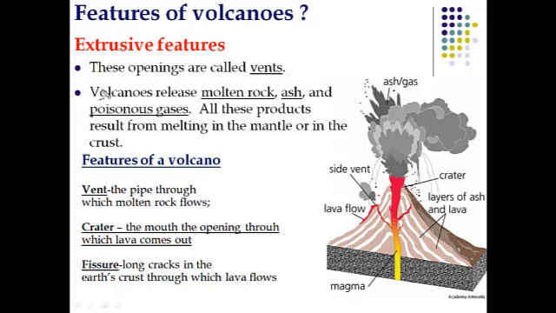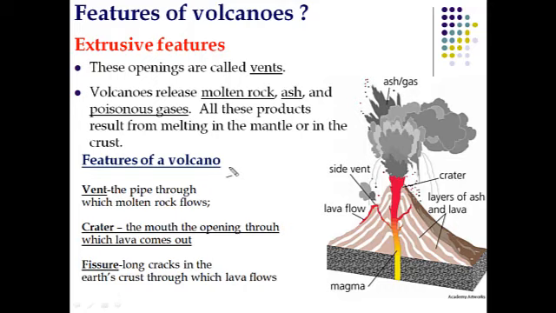Through this vent, volcanoes release molten rocks, ash and poisonous gas. As you can see in the cross-section view, the opening at the mouth of the volcano, along with the molten rocks, also oozes out a lot of ashes and a lot of poisonous gas. All these products result from the melting in the mantle or in the crust.